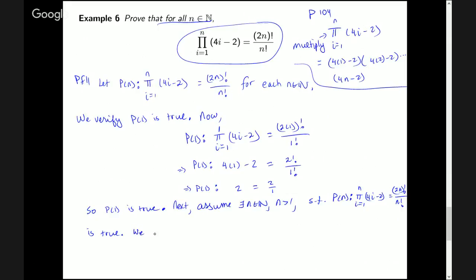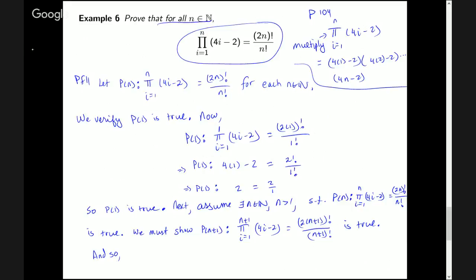We must show P of n plus 1 is true. Yeah, show P of n plus 1 is true. So let's actually write down what P of n plus 1 is. P of n plus 1 is the statement: the product from i equals 1 to n plus 1 of 4i minus 2 is equal to 2 times n plus 1 factorial over n plus 1 factorial. So I have to show that. Now you're going to start on the left-hand side of your equation and get to the right-hand side.